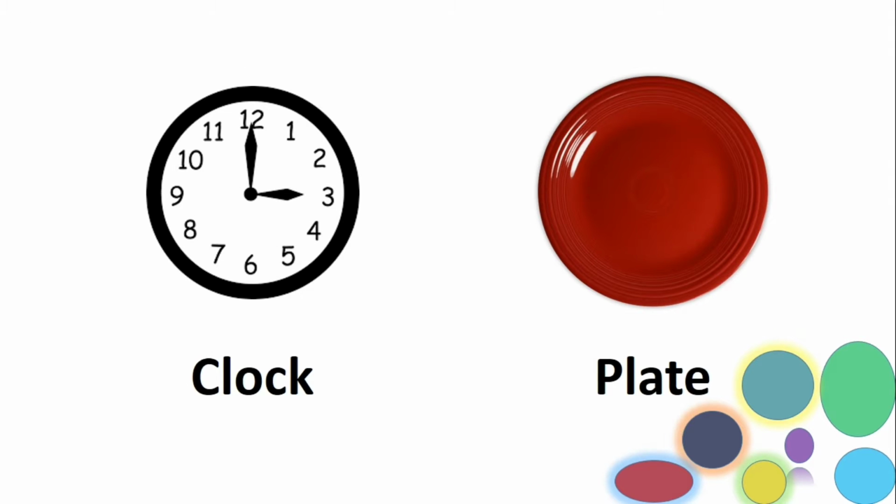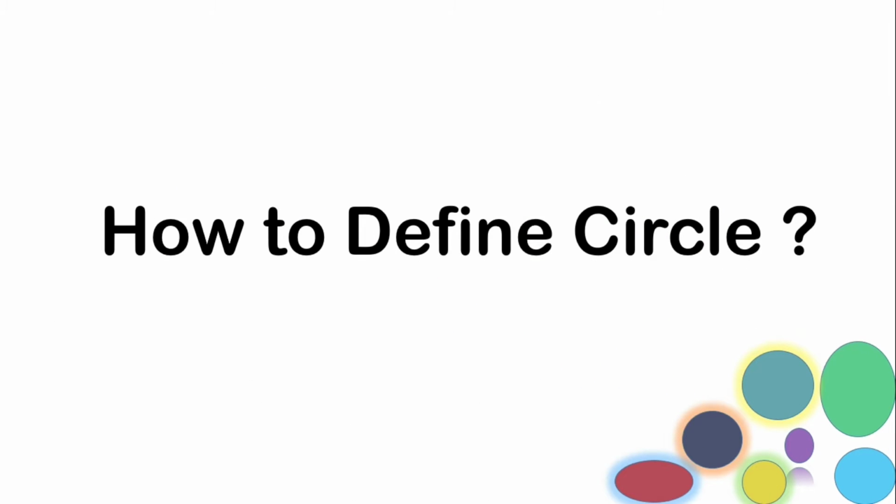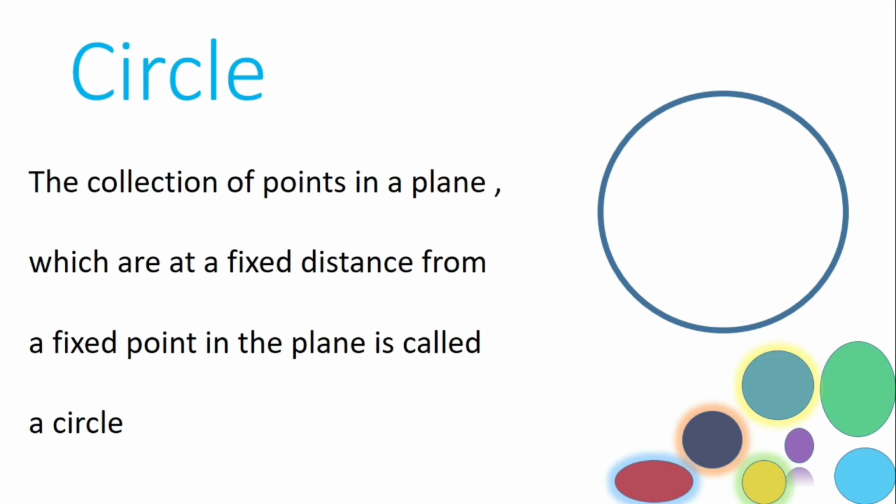Now, you can see two things on your screen and I know you are all familiar with them. The first one is the clock and the second one is the plate. My first question to you is, can you identify a similarity between these two things? Yes, it's a circle. Now, the next question that will pop up in your mind is how to define a circle. A circle is the collection of points in a plane which are at a fixed distance from a fixed point in the plane.